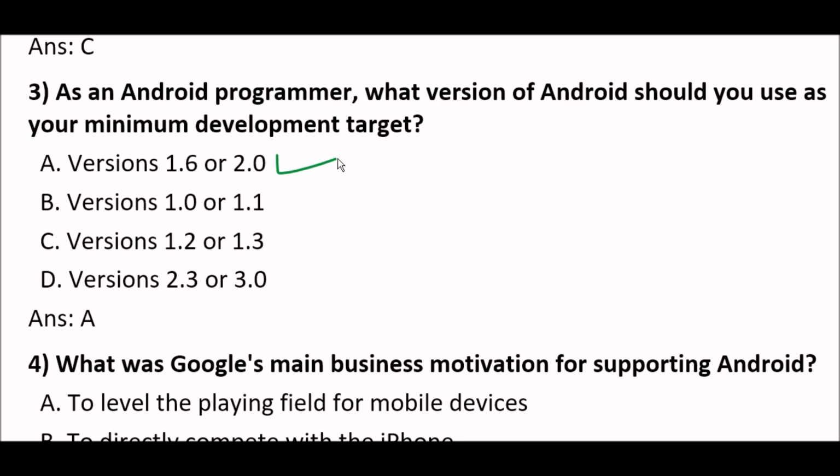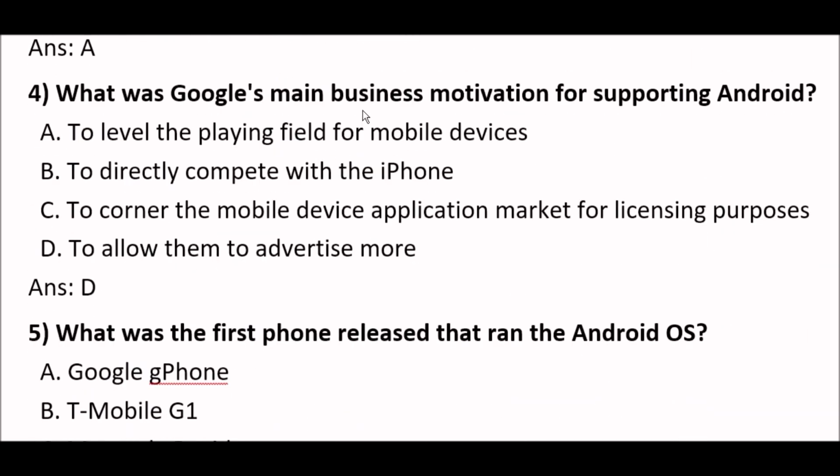As an Android programmer, versions 1.6 or 2.0 of Android should be used as your minimum development target. Next question. What was Google's main business motivation for supporting Android?